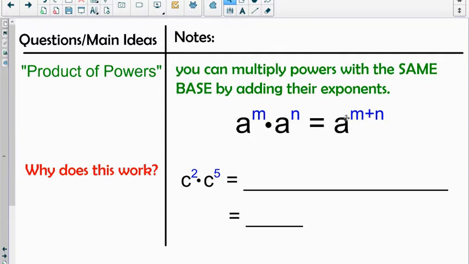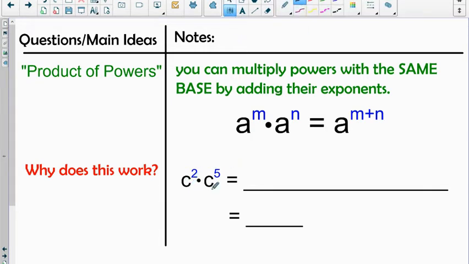And what we're showing here is that if you want to multiply powers with the same base, all we have to do is add the exponents together. Now that might seem weird, like you might be tempted to actually multiply the exponents together, but you can't and you don't. You actually add them together. So why does this work? Let's take a look at the example below to show why this works.